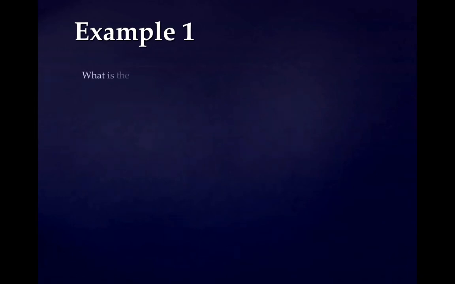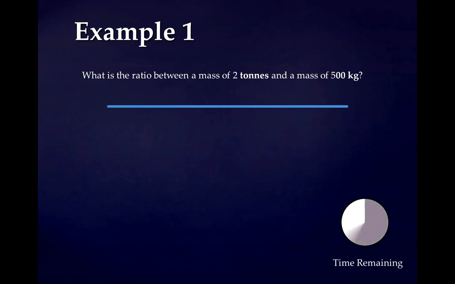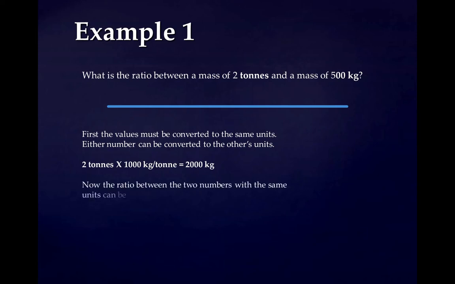Example 1. What is the ratio between a mass of 2 tons and a mass of 500 kilograms? First, the values must be converted to the same units. Either number can be converted to the other number's units. 2 tons times 1,000 kilograms per ton is 2,000 kilograms. Now, the ratio between the two numbers with the same units can be found. The ratio is 2,000 kilograms over 500 kilograms, or 4 over 1. So the answer would be 4 to 1.